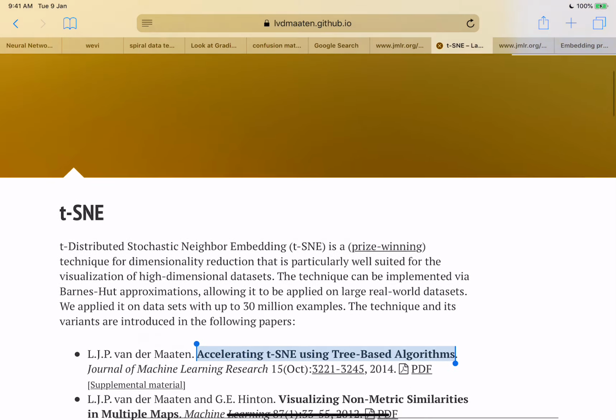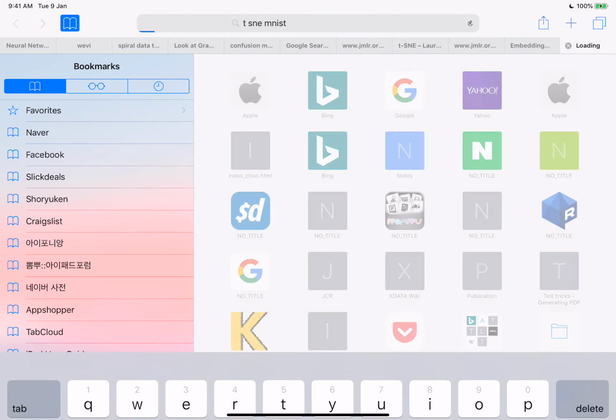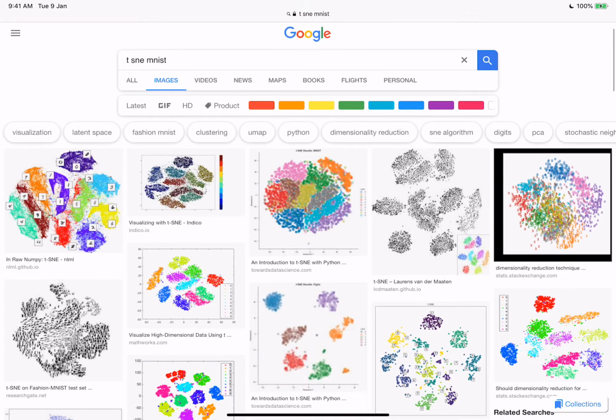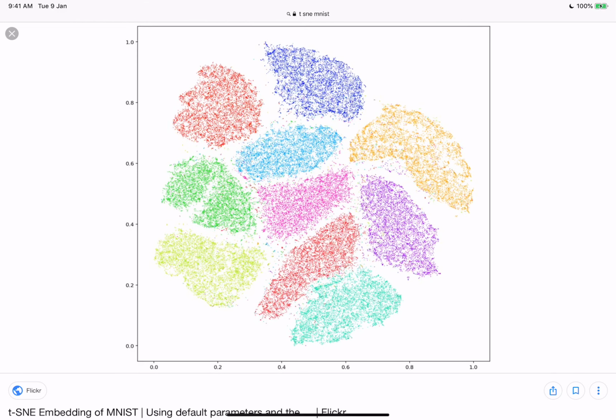Once running this TSNE on the MNIST data, we obtain some two-dimensional mapping like this, and their colors indicate different digits. So we can see that the TSNE is showing well separated clusters with respect to their true labels. So this TSNE result, yeah, here.